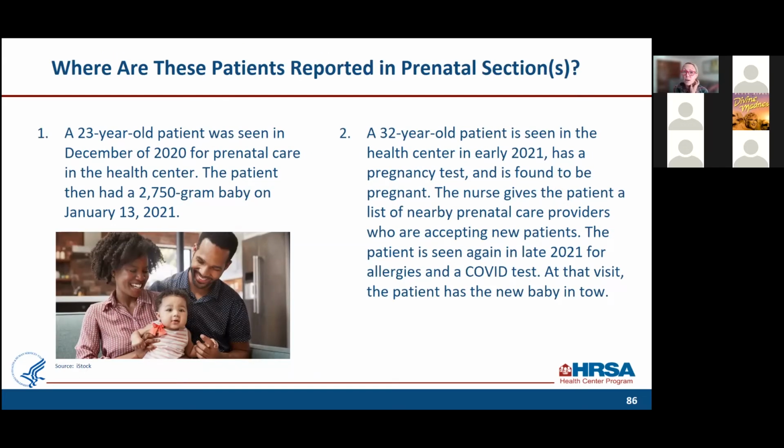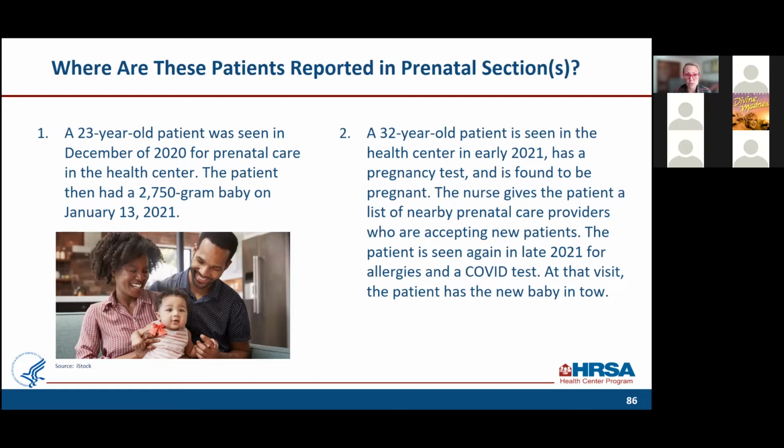Okay, so just a couple of case scenarios to try and bring this home. Let's look at tables 6B and 7 for this knowledge check. And if you want to look at your tables, you can in trying to answer some of these questions. The question is, where are these patients reported in the prenatal section? So the first patient is a 23-year-old patient seen in December of 2020 for prenatal care in the health center. The patient then delivered a 2,750 gram baby on January 13th of 2021.